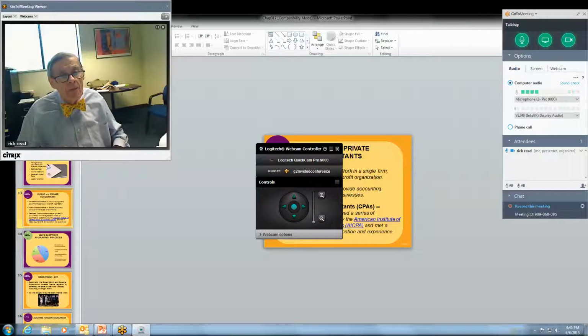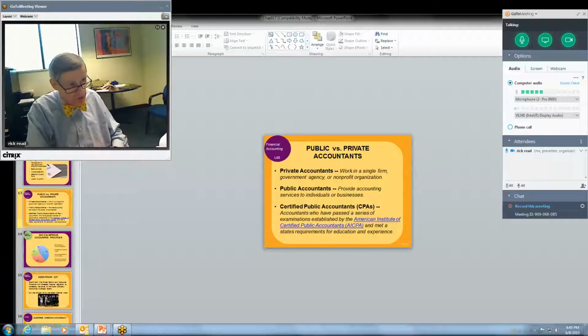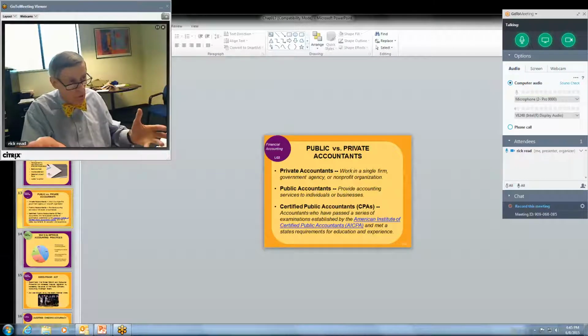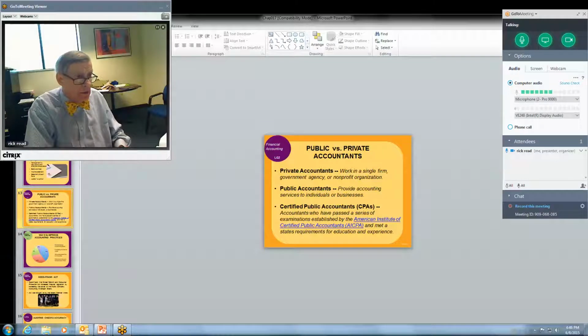They perform the same type of functions. The difference is one works for a company, in a company, the other offers his or her services, or his or her company's services, to organizations. Certified public accountants are people who have gone through rigorous schooling, I'll get to that in a second, and then sat for a state exam to become a certified public accountant.